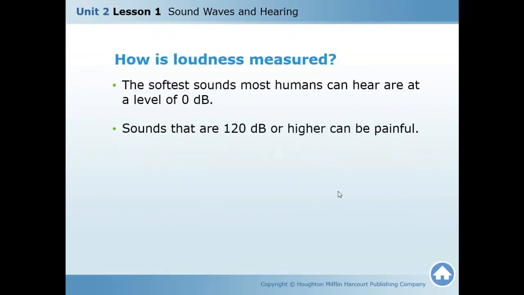How is loudness measured? The softest sound most humans can hear is at a level of 0 decibels. Sounds that are 120 decibels or higher can be painful. So more than 120 will harm your ears. Okay? Rock concerts usually measure about 115 decibels.